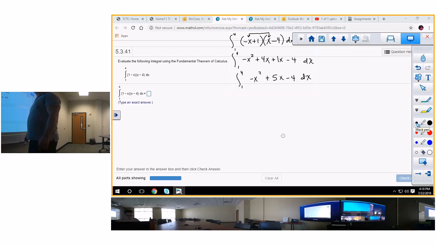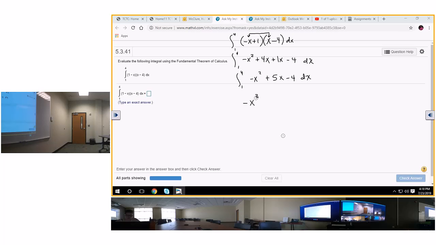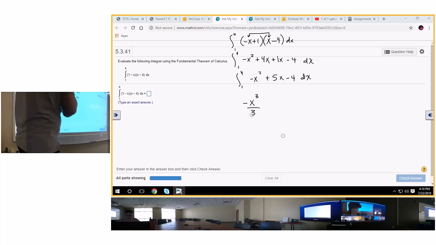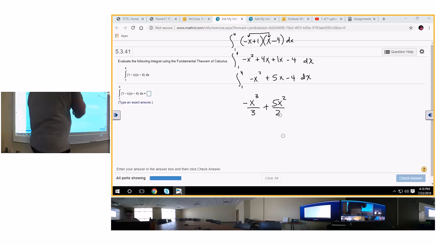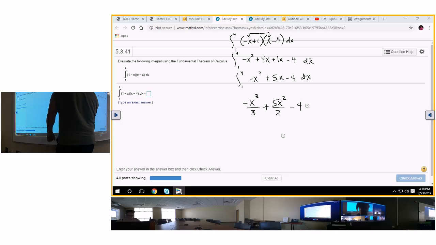So that's going to be negative x to the third divided by 3, plus 5x squared divided by 2, minus 4x, evaluated at 1 and 4.